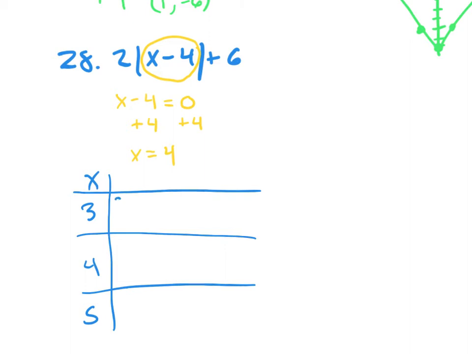So let's plug in 3 first. We have 2 times the absolute value of 3 minus 4 plus 6. Here we have quite a few things going on, so we need to make sure we do PEMDAS to keep our order of operations. So what are we going to do first here to solve? Not distribute. The absolute values act as parentheses, so we do what's inside the absolute value first. So 3 minus 4. So what's 3 minus 4?